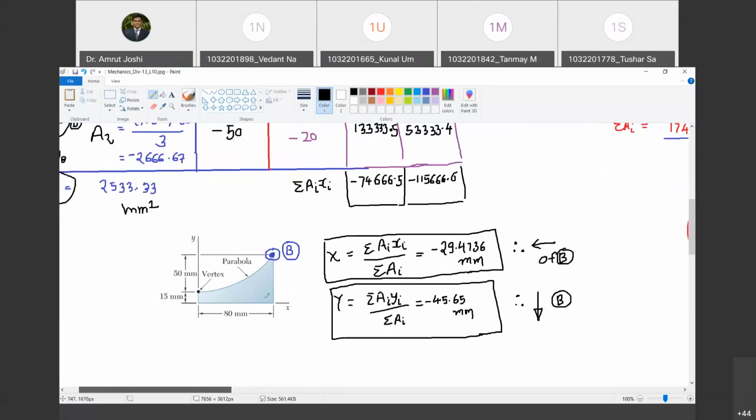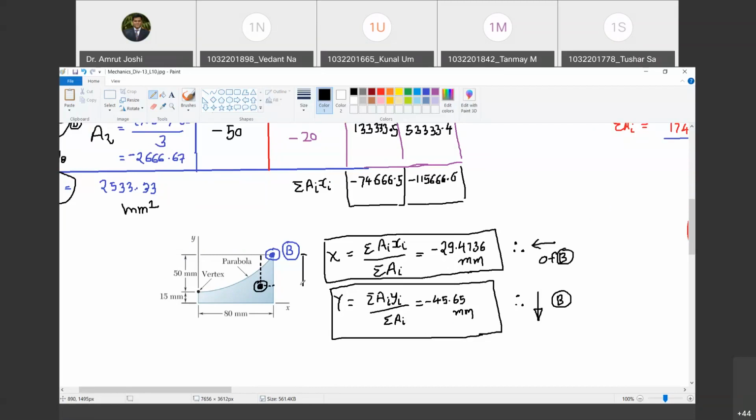So let me mark that centroid here. From the left, it is at a distance of 29.47, so it is somewhere here. And in y, it is at a distance of 45, so it is going to be somewhere here. Do you agree with me? Yes, sir. This is where the centroid lies.